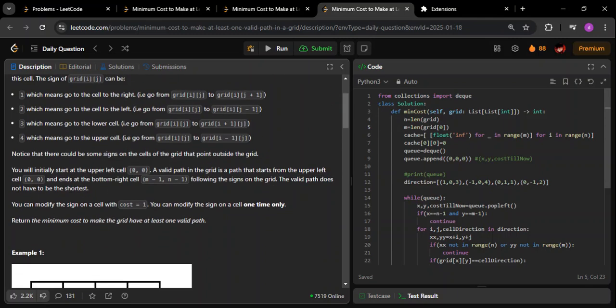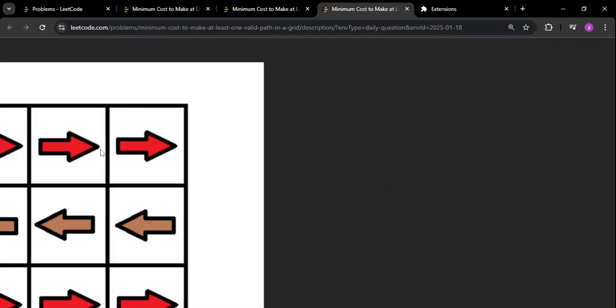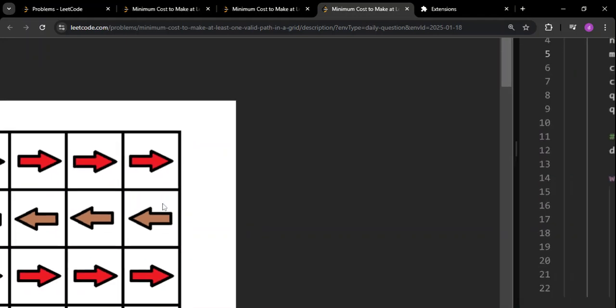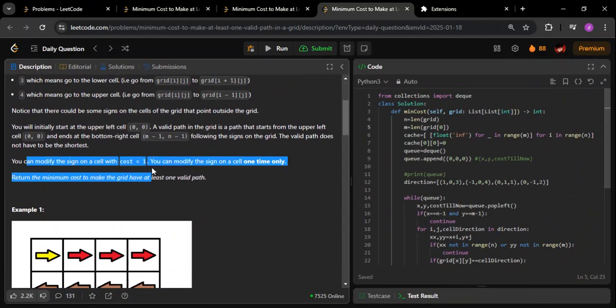Next is that you can modify the sign of a cell with cost equal to 1. That is, for example, let us say I am at this particular cell, and I see this cell takes me out of the grid, but I don't want to do that. I want to go to the row below it. For that reason, I have to change the sign of the cell. That will make you incur a cost of 1. As simple as that.